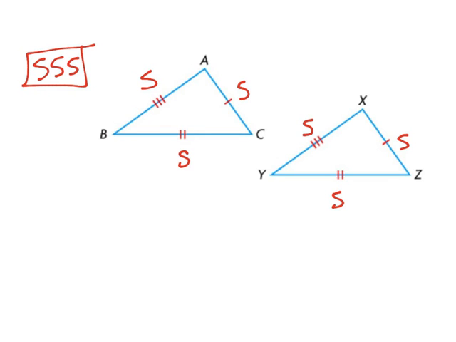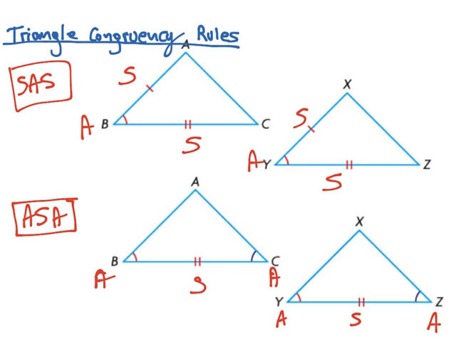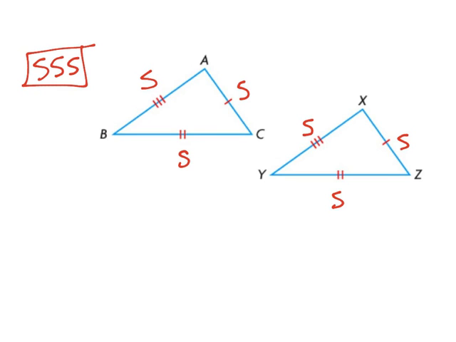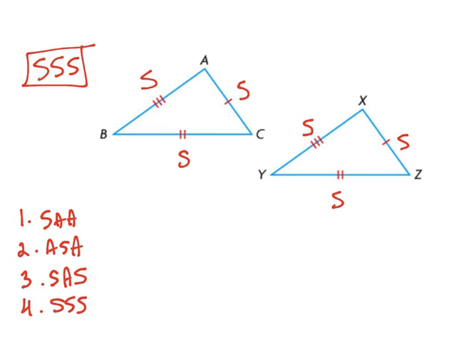So now you have the rules. Rule number 1, side, angle, angle. Rule number 2, angle, side, angle. Number 3, side, angle, side. And number 4, side, side, side. Those 4 rules we're going to be using in this unit for congruent triangles.